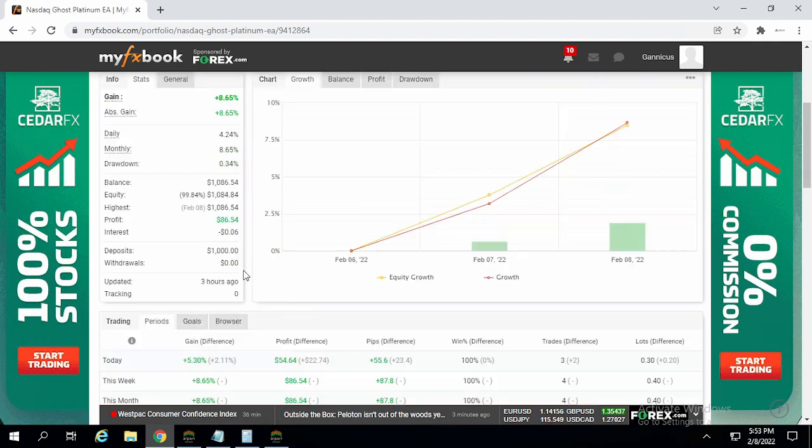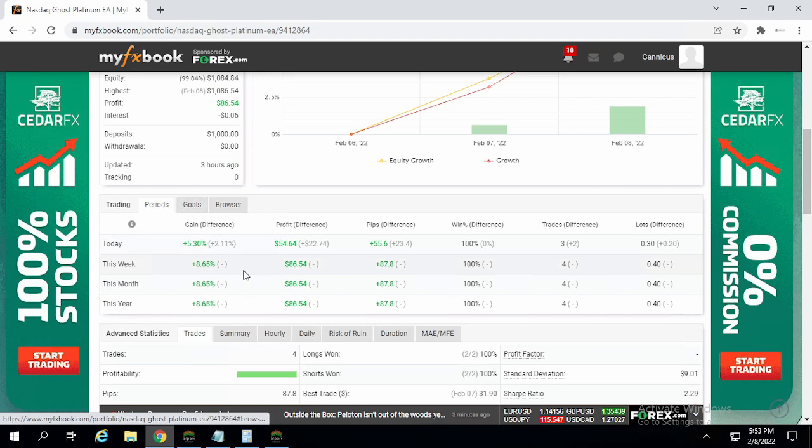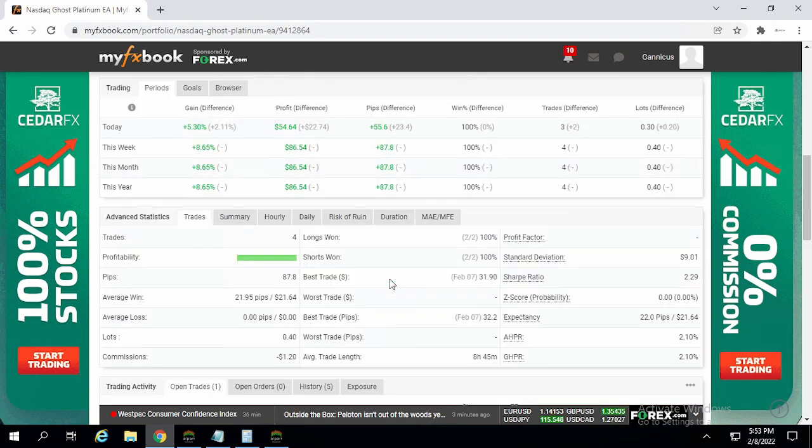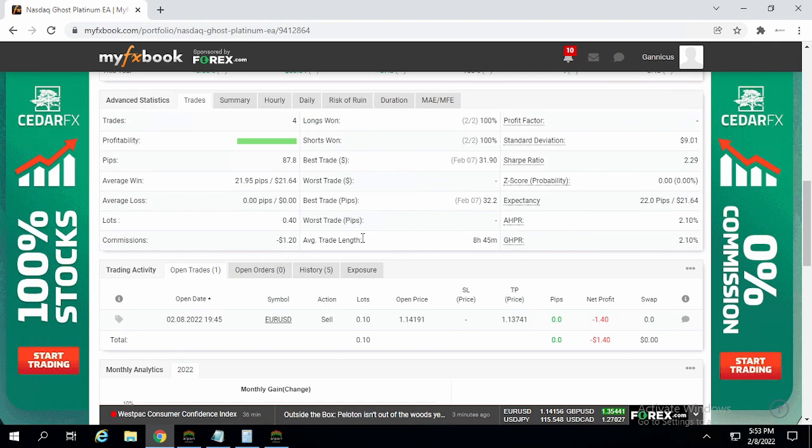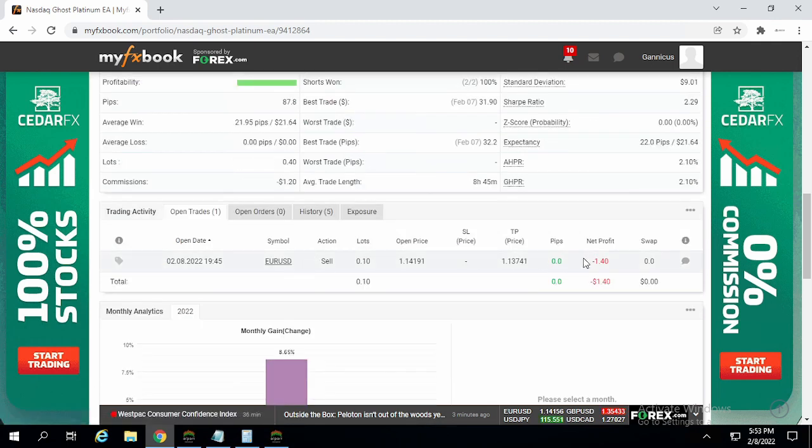So in about 24 hours or so, you can see today we had a profit of 5%, and this week we had a profit of 8% in total, because we started trading on Monday. We've had 4 trades so far, 2 sell trades and 2 buy trades as well. We are currently in a sell position of EURUSD.